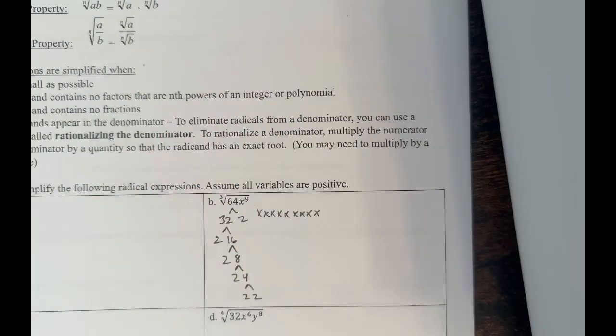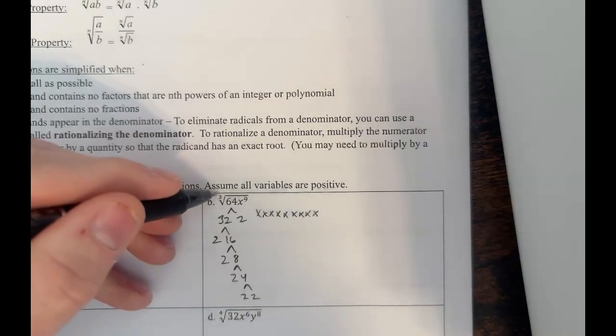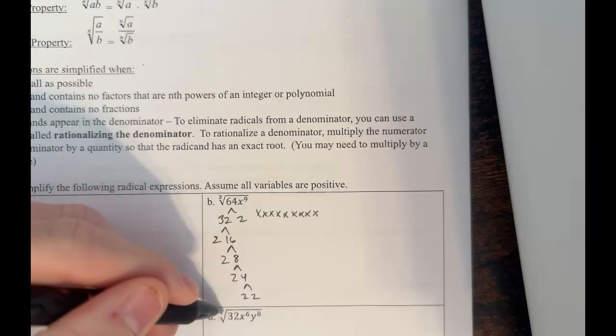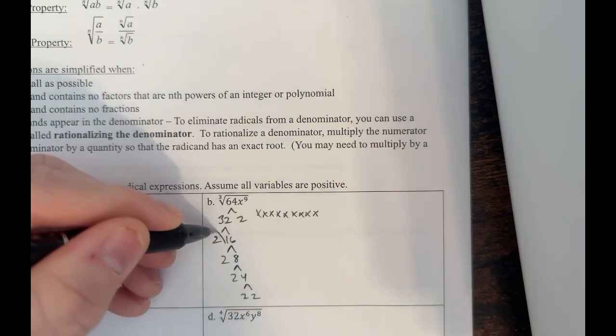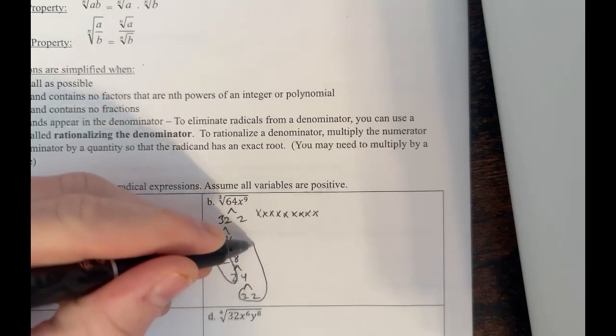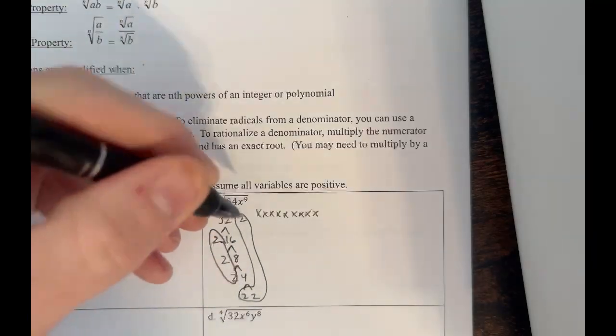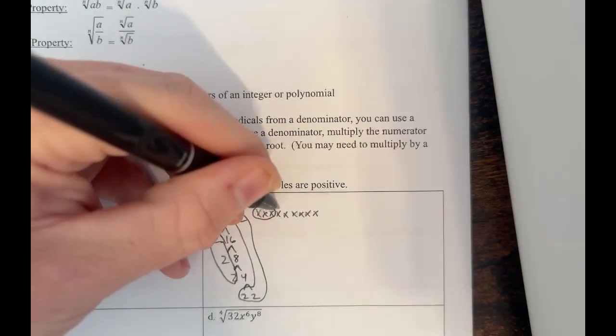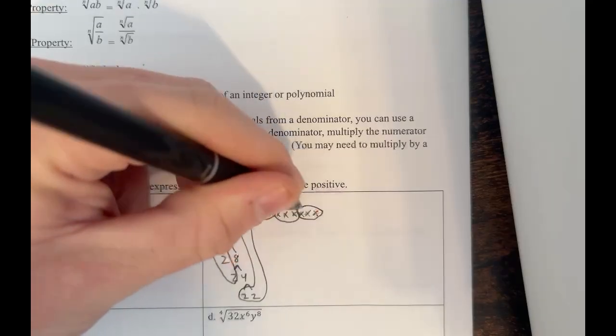Now, here's the rule. When you had a square root, you had to have 2 of something to come out. Here, we're going to try to get terms into groups of 3, because it's a cube root. If it's a 4 there, you're going to get groups of 4. So I've got a group of 3 2s, another group of 3 2s, and a group of 3 x's, a group of 3 x's, and a group of 3 x's.